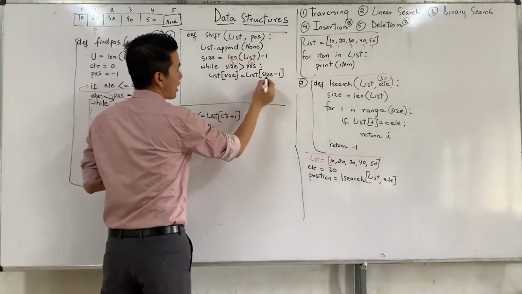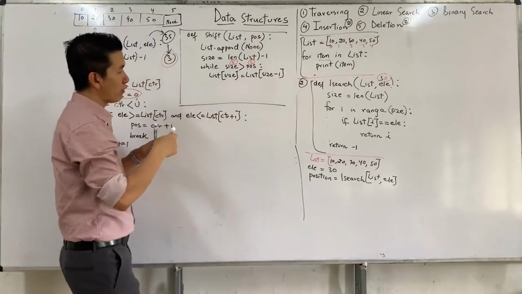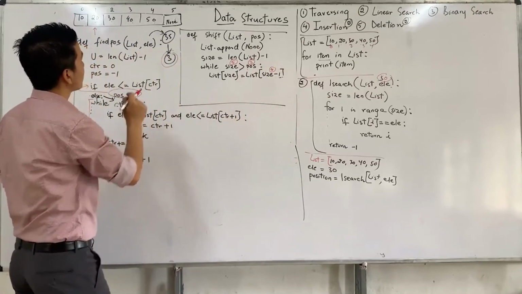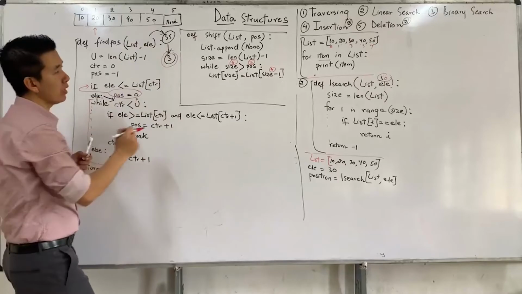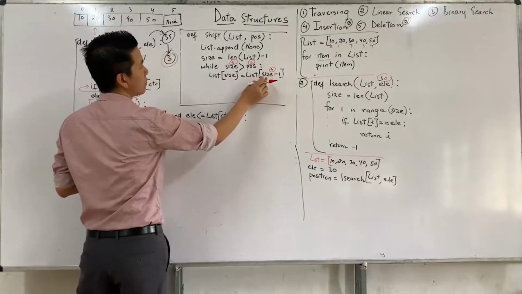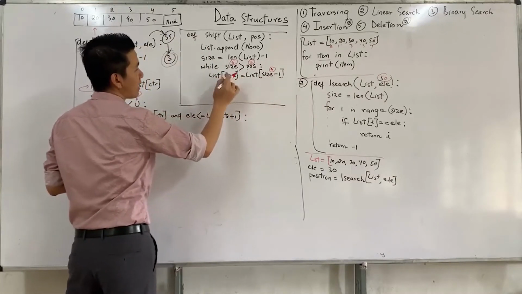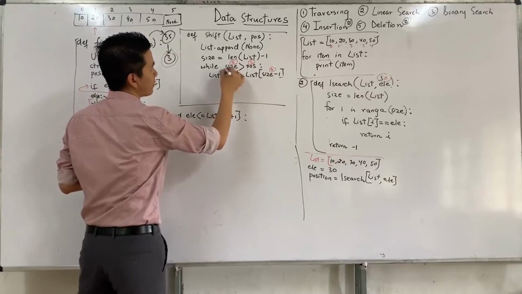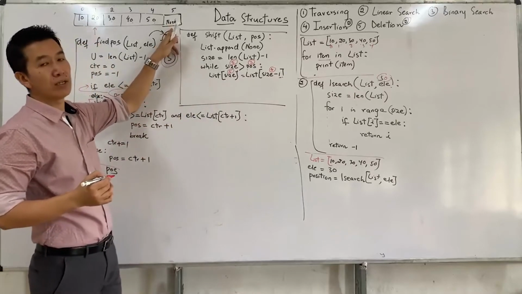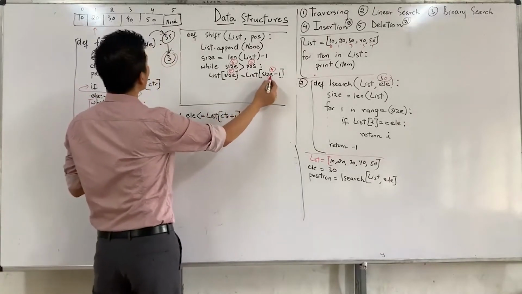The value of size is 5. 5 minus 1 is 4, which means list of 4. List of 4 is pointing to the 50. 50 will be copied to the position of size. The value of size is 5, so list of 5 is referring to the none value. So in a way, list of 4 is 50.